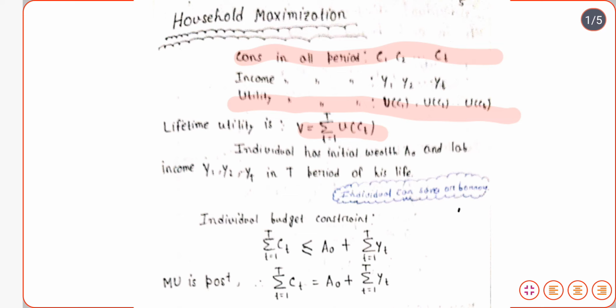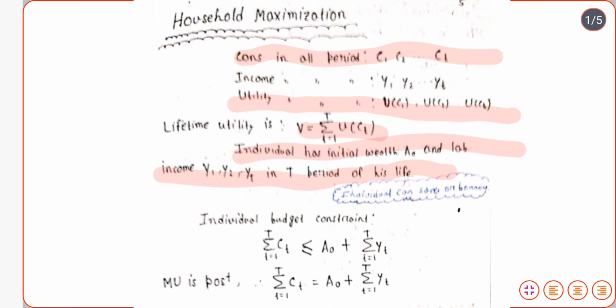Now, suppose the individual has an initial wealth of A0 and labor income of y1, y2, y3 up to yT in the T periods of his life. What am I saying here? Suppose the individual has some amount of initial wealth, that is A0, and in all the years of his life he has earned some labor income. In the first year his labor income was y1, in the second year y2, and in this way it goes up to yT.